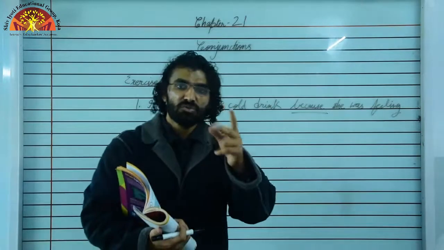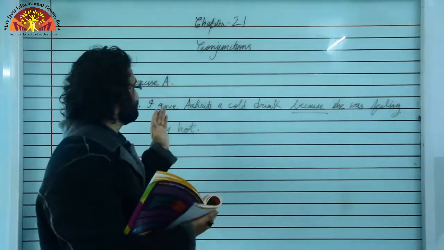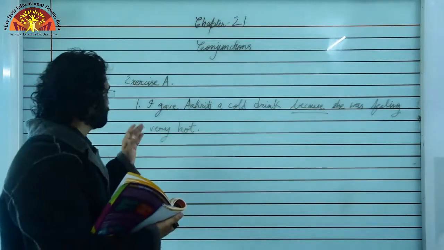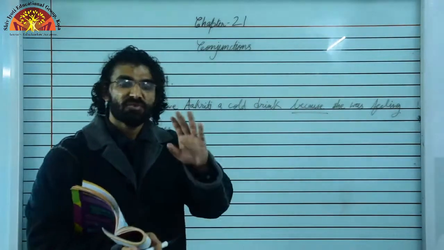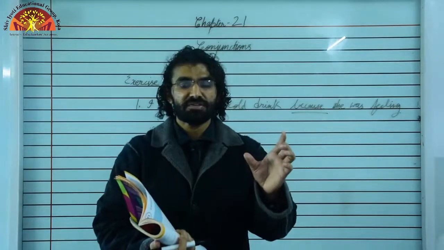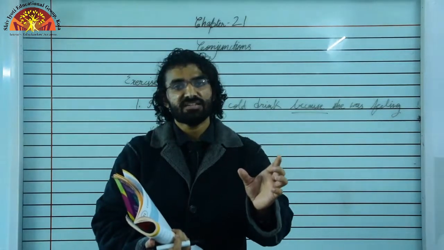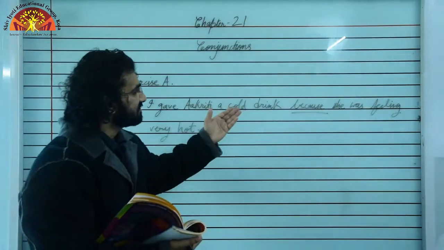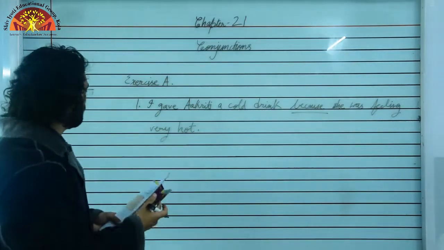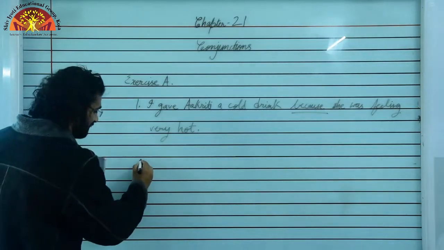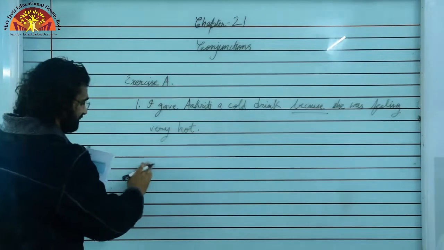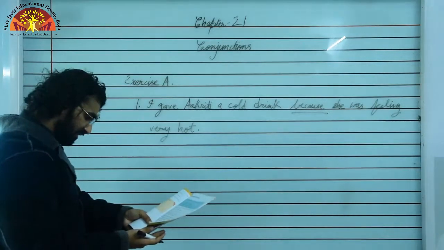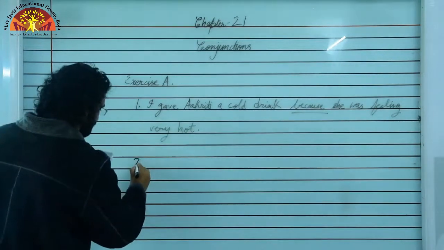This could be two sentences. I gave Akriti a cold drink, full stop. She was feeling very hot, full stop. But with the help of this conjunction, because, we are able to make this sentence as one sentence. I gave Akriti a cold drink because she was feeling very hot. So that's how we have connected these two sentences with each other with the help of the conjunction because.